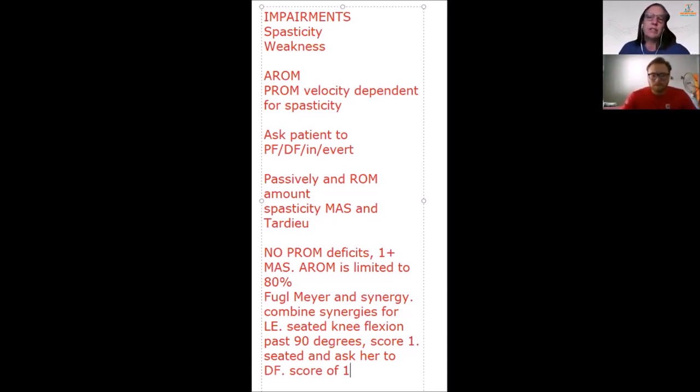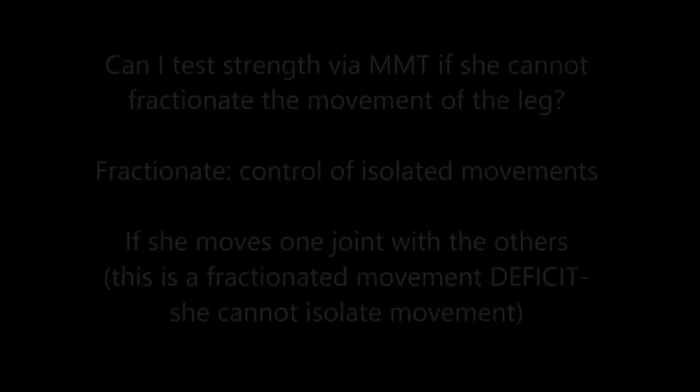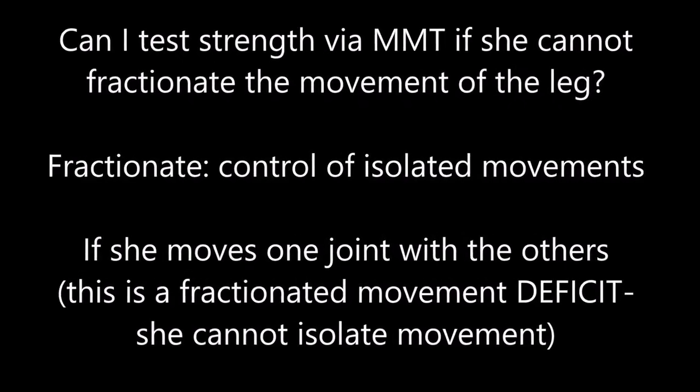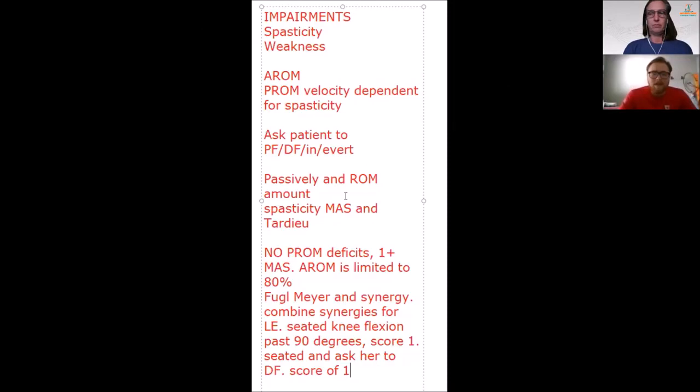So now that you've seen this, we are dealing more with combining synergies with that mild deficit of 1+. I don't think that she has the strength to overcome the spasticity. Okay. And is it possible to test her dorsiflexion strength at this point and give her a score? If she can't overcome the spasticity, I would think probably not. It wouldn't be an accurate measure of the strength. Okay.